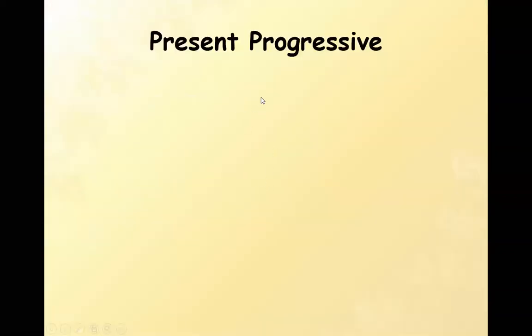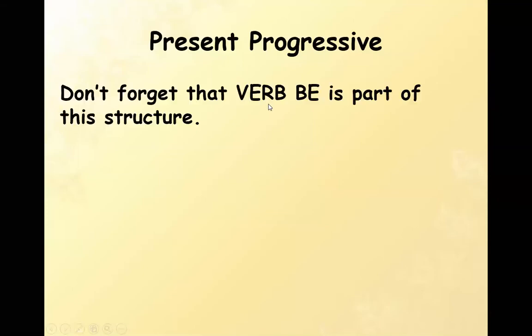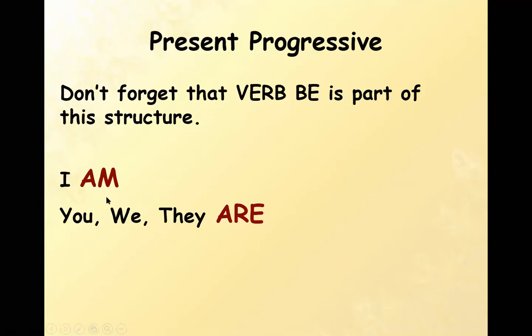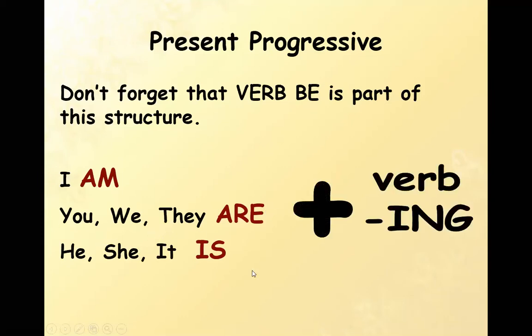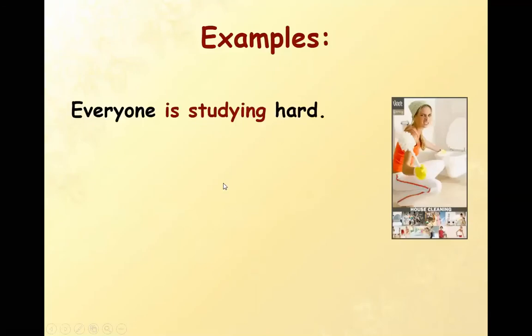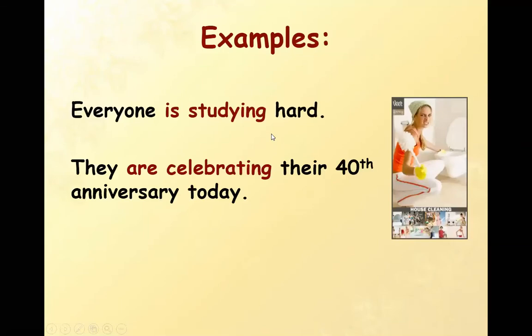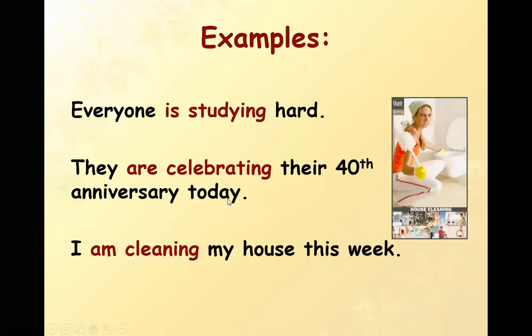Then we will go to the present progressive or the present continuous. Don't forget that the form of this tense, we use with it am or is or are plus verb plus ing. Like this, I am, you are, they are, we are, he is, she is, it is. We add to the verb ing. Like this example, everyone is studying hard, or they are celebrating their 40th anniversary today. This is continuous form. I am cleaning my house this week.